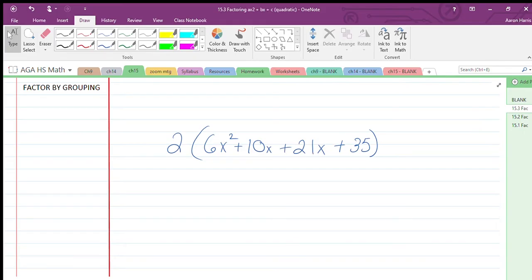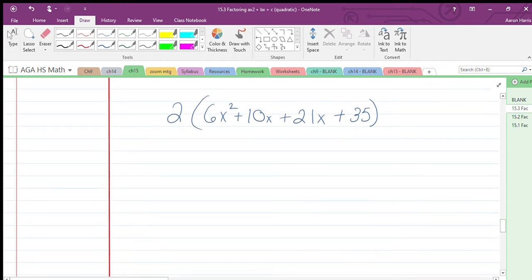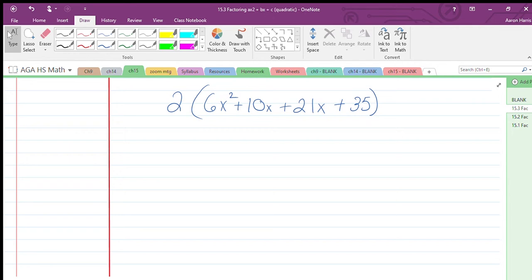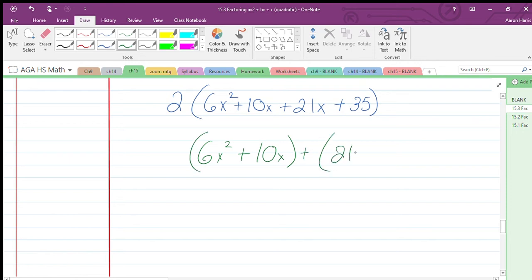Factor by grouping. So we're almost there. Okay? We're almost there. Now that I have this all split up, I'm able to group what's inside the parentheses. Now, the 2 doesn't disappear. I'm just going to leave it alone for a little bit. I'll bring it back at the end. So here we go. I have 6x squared plus 10x. I'm going to put that together. Plus 21x plus 35. Okay, so I grouped it. I just put them in two binomials. I'm still adding them, okay? And now I deal with them individually.